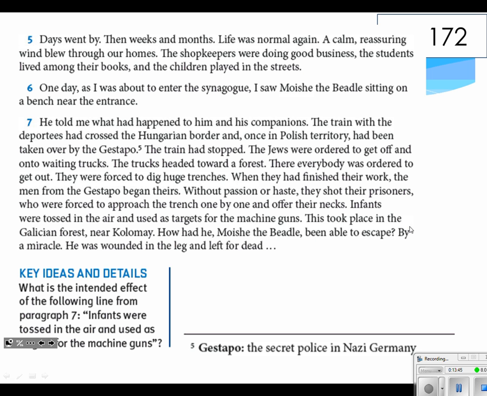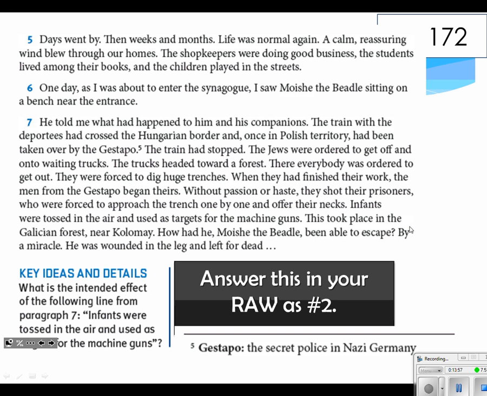Victoria? It's supposed to show the heartlessness of the people who were shooting the children. Okay, so Victoria said it's showing heartlessness of those individuals that were having this happen. Donovan? To make the Nazis sound more merciless, vicious. Okay, to make the Nazis sound more merciless and vicious and cruel.